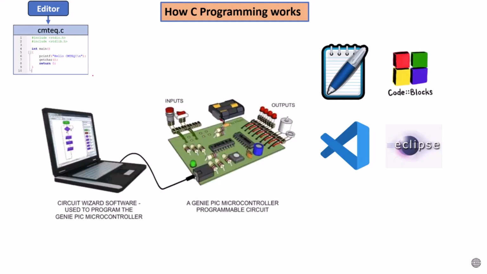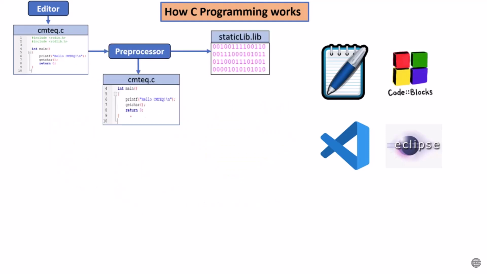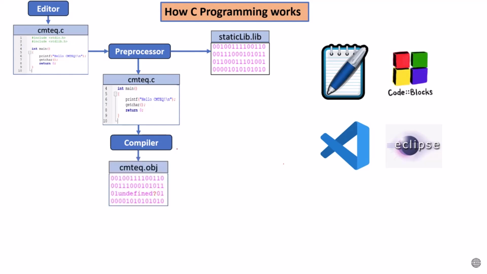So after writing your source code, without the directives, the remaining source code here will then be dealt with by the compiler. The compiler will then compile the remaining source file, as shown here, into what is called an object file, which is also known as machine code, just like here.